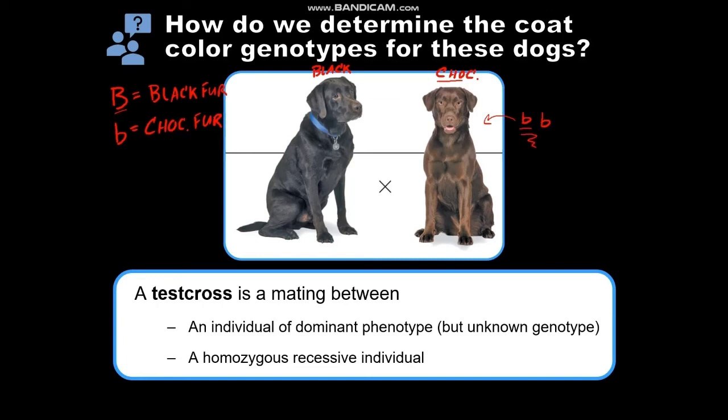The black dog, on the other hand, we know that since he has black fur, he must have at least one black-furred allele. However, we don't know what the second allele is, because it could be that he has two black alleles. It could be that he's heterozygous. Both of these would result in the same appearance of the dog. So how do we know which one he is?